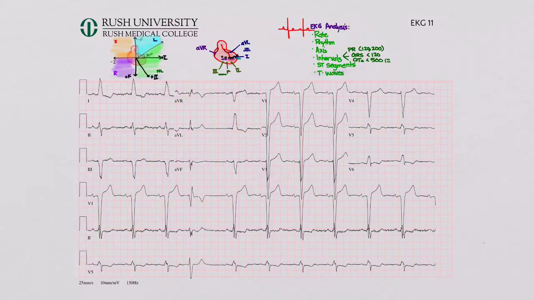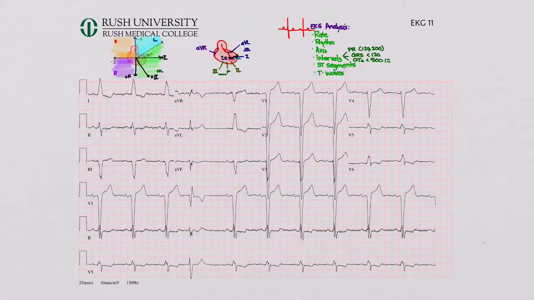ST segments, well, we got some T wave inversions here. So we got some lateral T wave inversions. Let's look here. We do again have some lateral T wave inversions. So we have some lateral T wave inversions, okay? Let's look inferiorly. Inferiorly, ST segments look good, T waves look good. And then anteriorly, we got T waves up, and these things look fine. So we have some T wave inversions laterally.